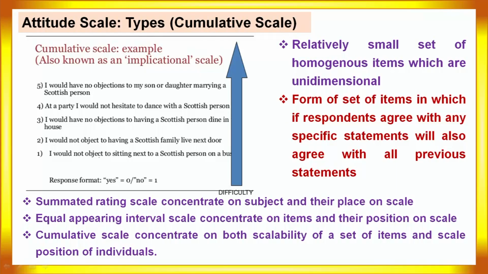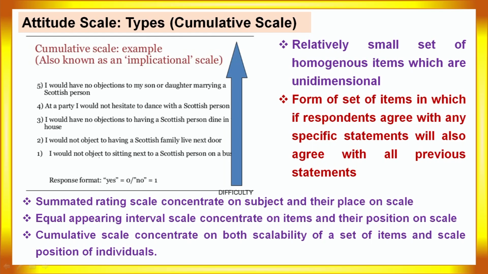Okay, so now in this particular scale, why is it called a cumulative scale? If we agree with a higher order item, that means you automatically agree with all the lower order items, all the previous lower order items. Take the example: I would not object to sitting next to a Scottish person. But if you take the fifth statement, I should have no objection to my son or daughter marrying a Scottish person.